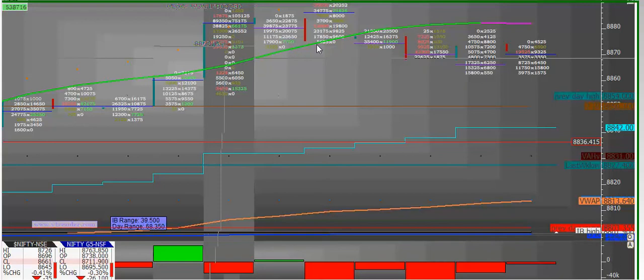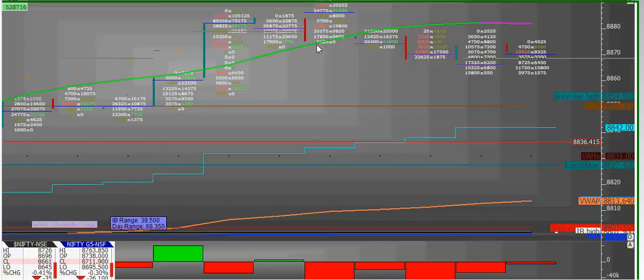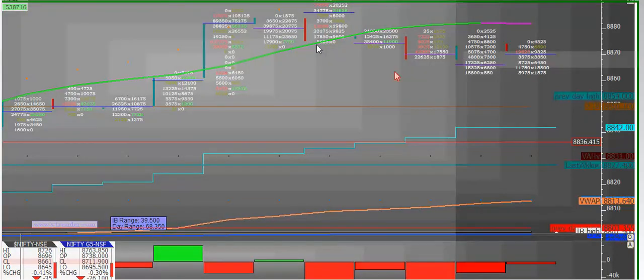Now these are very big numbers, 107,975. Generally you'll find about 15-20,000 here and there, but these were high numbers which were coming in right at the top. Even here you see this seller is still active. So all these guys were selling from 8842 right up to about 8880. I think the high was around 8890. They were still interested in selling, but our short signal was not there.